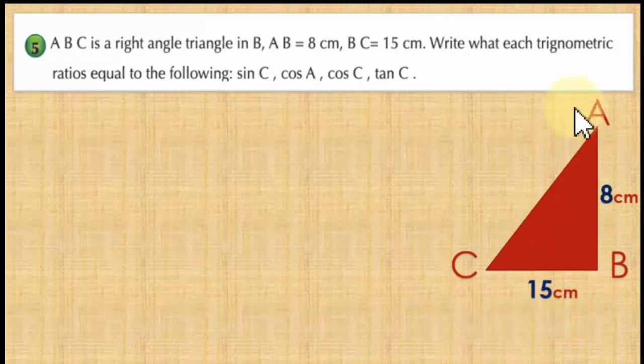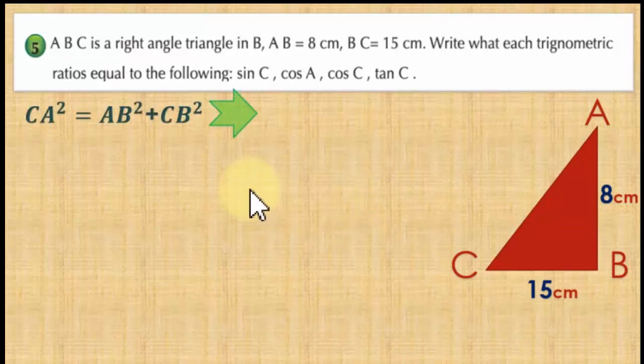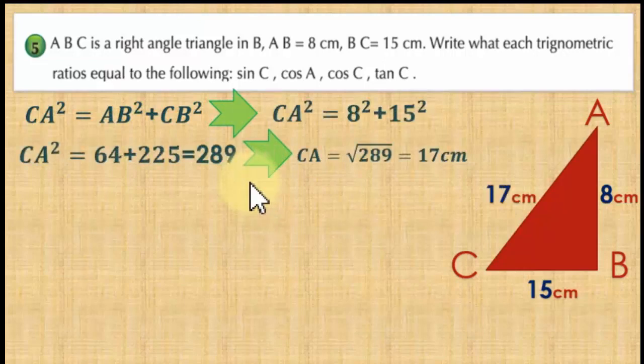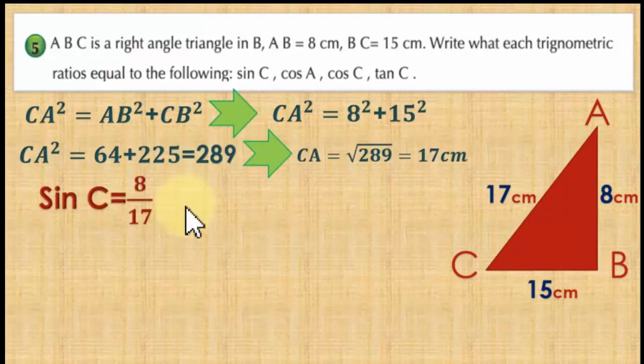Who can calculate AC? Yeah, well done. We can use Pythagoras theorem and say that AC power 2 equals AB power 2 plus BC power 2. So AC power 2 equals 64 plus 225 equals 289. So when we get the square root of 289, we can calculate CA. CA equals the root of 289 equals 17 centimeter.